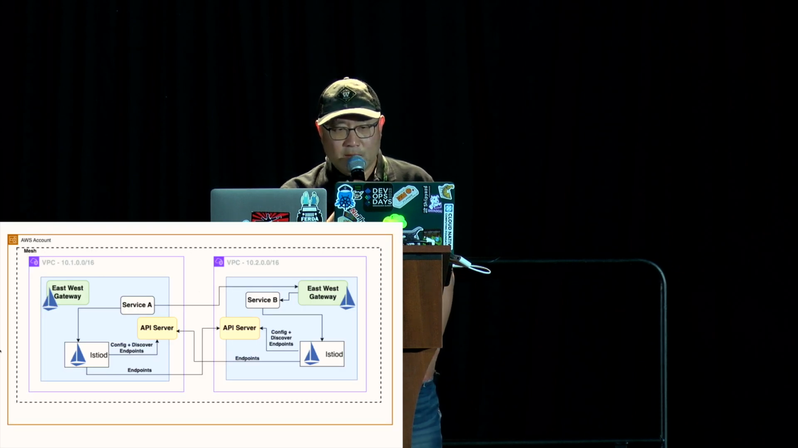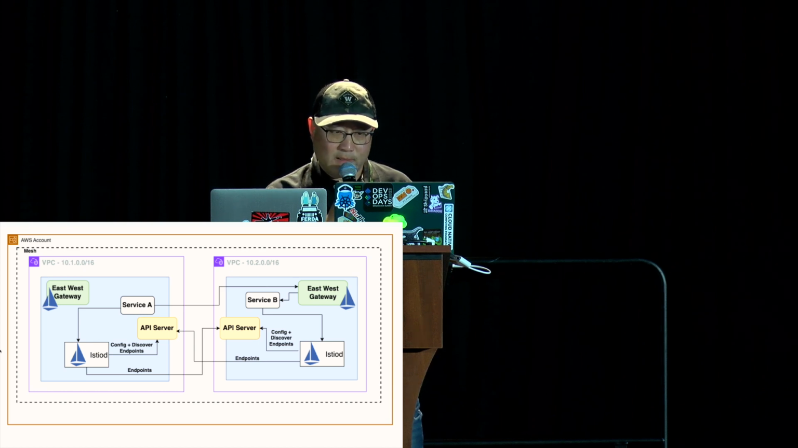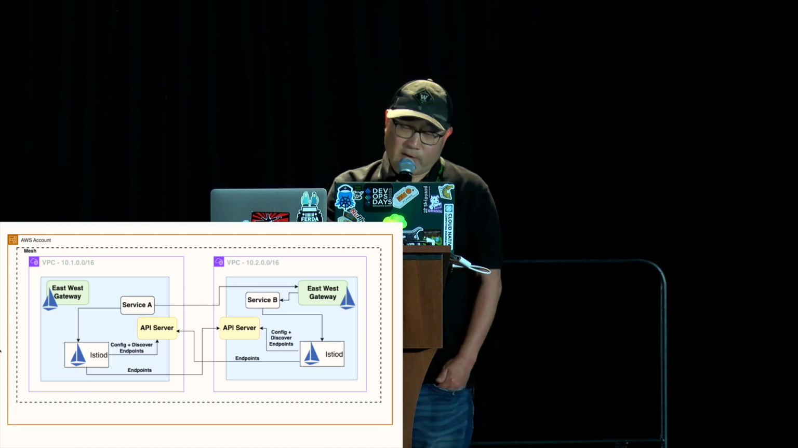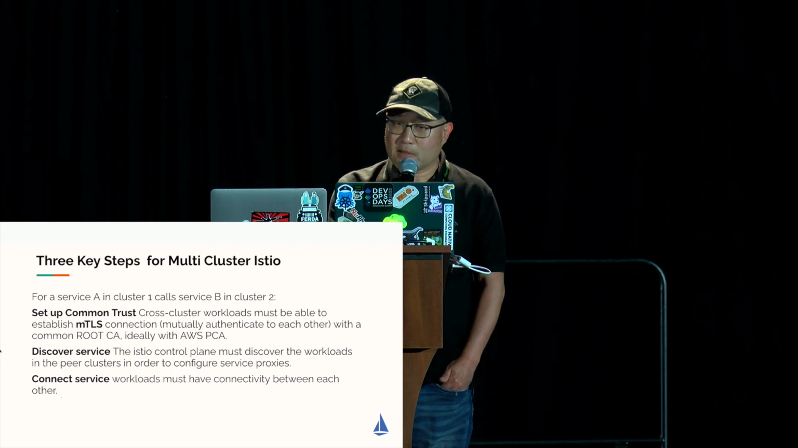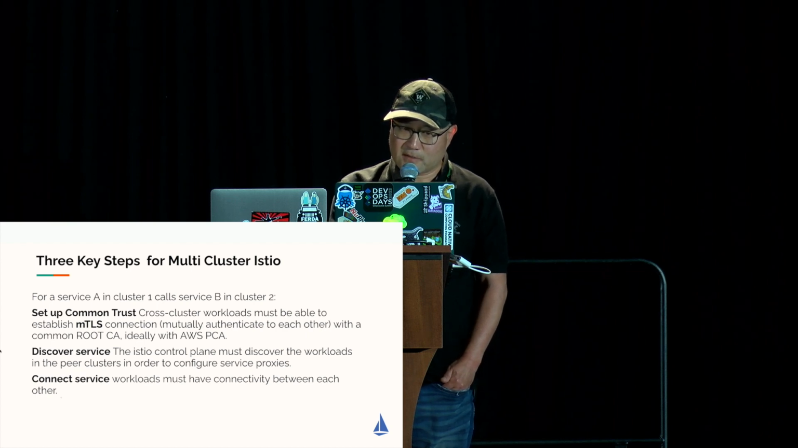So service A tries to reach out to service B in a single account, and we have multiple Istio primary control planes, for high availability and low latency. So 3 steps we need to get it done. Set up a common trust across a cluster and discover the service across a cluster, then just connect them.